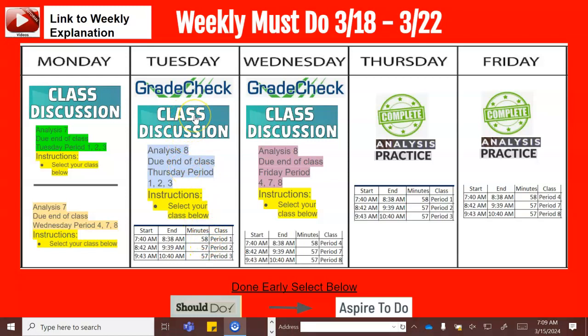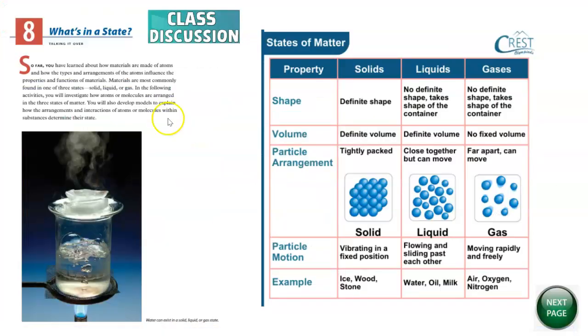And we are going to have class discussion. Please make sure that you do your grade check by then. And it's going to be on what's in a state. Now this is going to be bringing information that we learned earlier in the year, back in October, possibly November, when we were talking about mass and matter, and we were talking about different states of matter. We didn't go quite in depth, so we're going to go a little more in depth this time about solid, liquid, and gas.